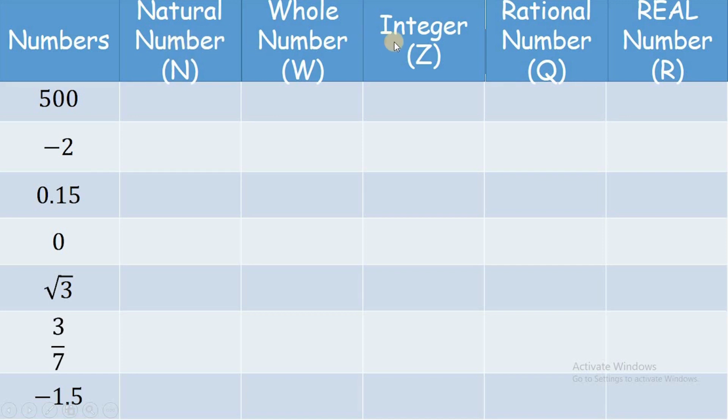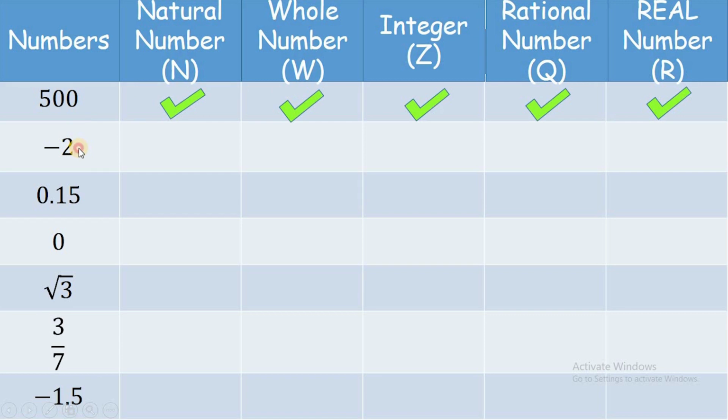Similarly, you can apply that to the integers also. All the integers are rational, all the integers are real, but all the integers need not be whole numbers, and all the integers need not be natural numbers. For example, the first one is 500. 500 is a natural number. So, if the given number is a natural number, then it is a whole number, it is an integer, it is a rational number, it is a real number.